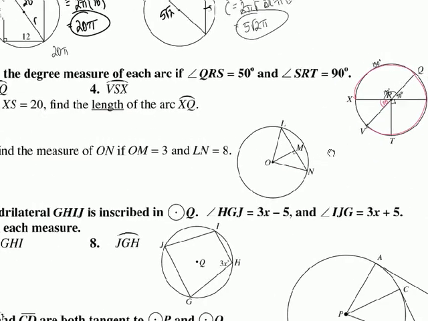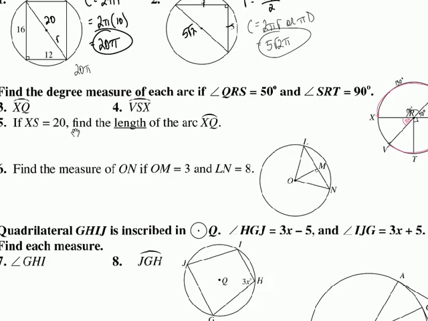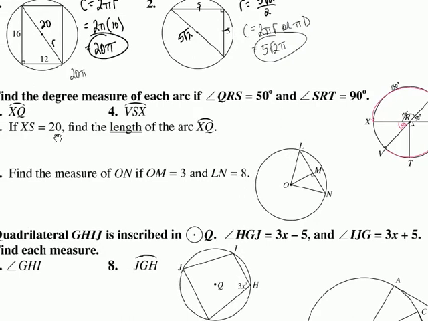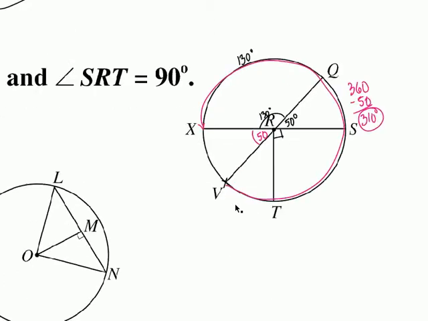We good with that? All right, look at this one, though. It says if XS, which is that diameter, isn't it? If XS is 20, find the length of arc XQ. All right, so let's blow this up again so I can see it.